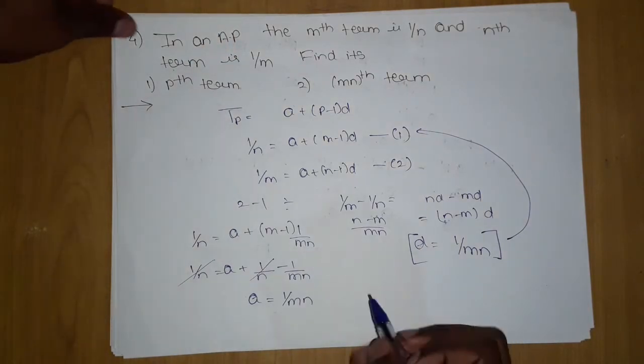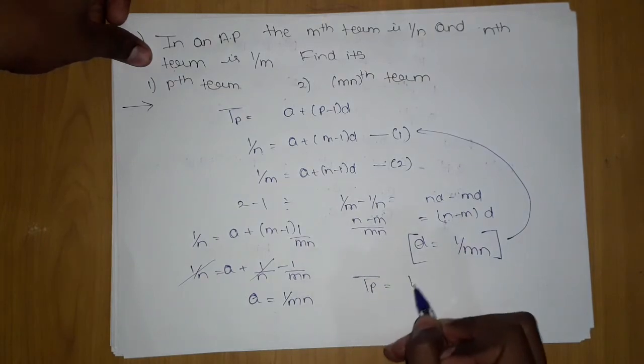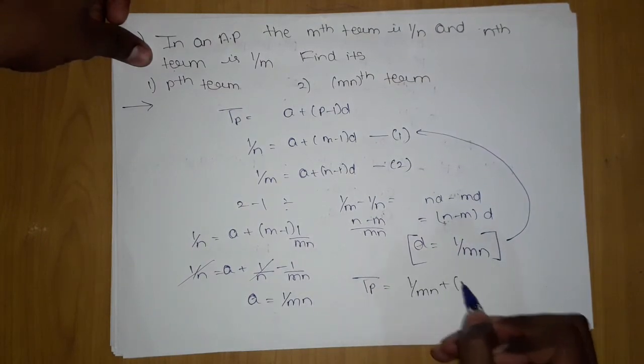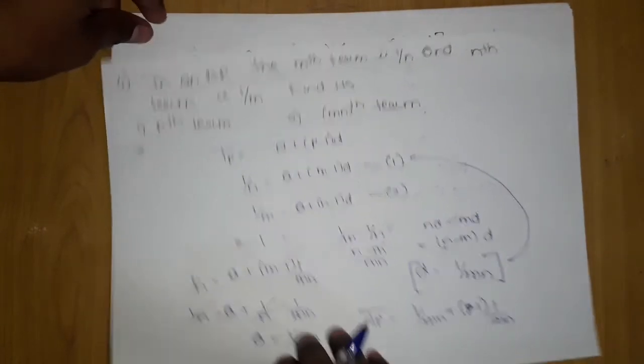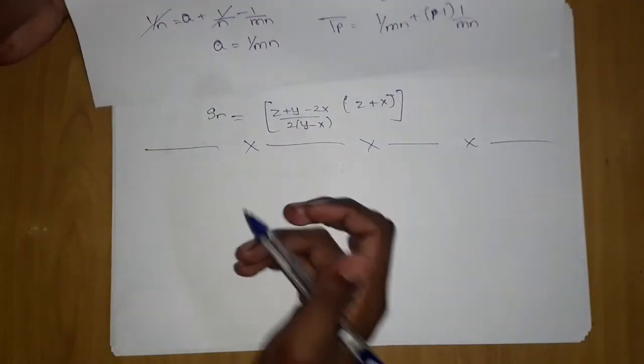Now we want to find the pth term. Tp is nothing but 1 by mn plus p minus 1 into 1 by mn. So this was our answer. Now for the second part, let me continue here.